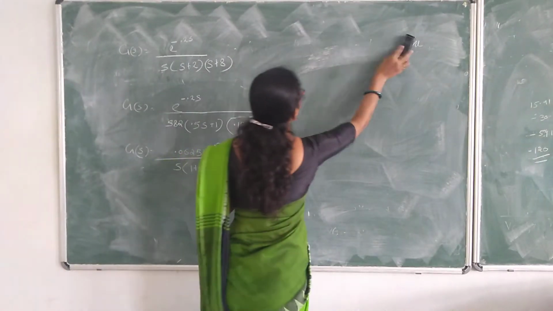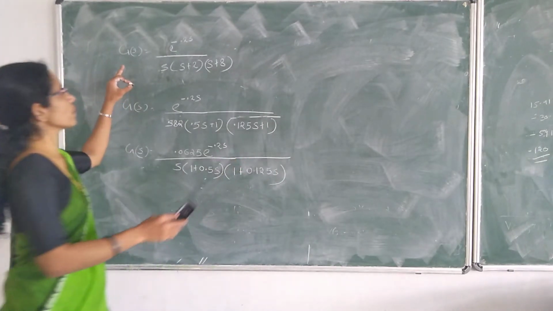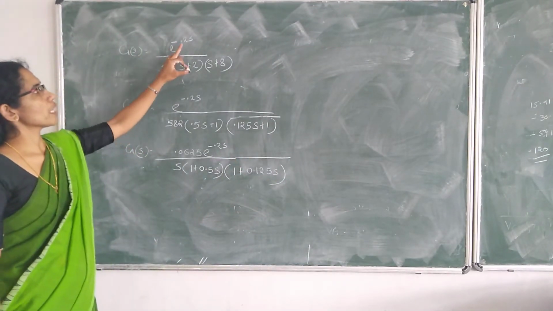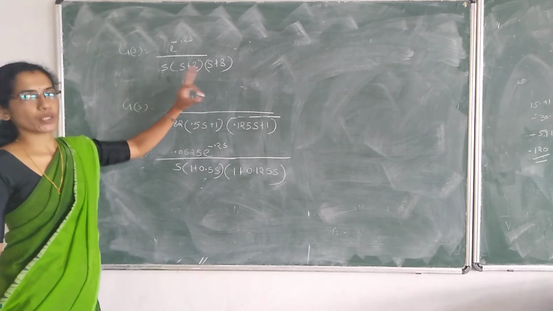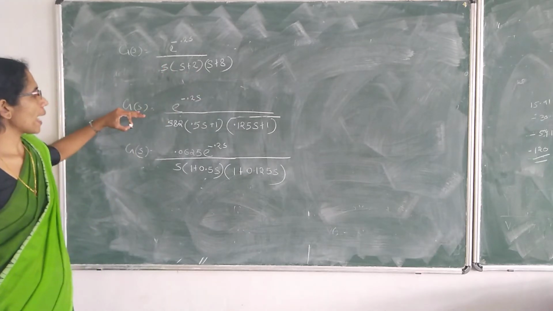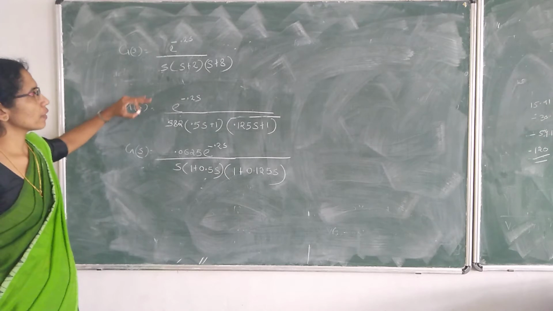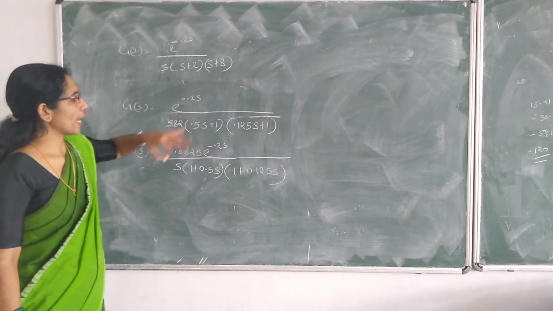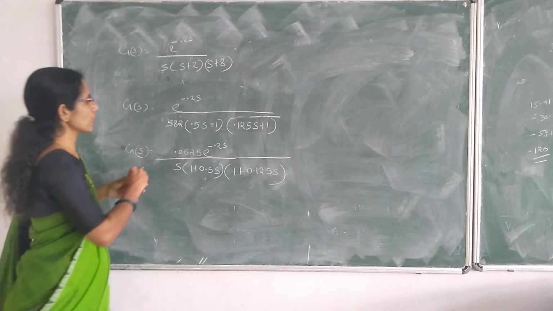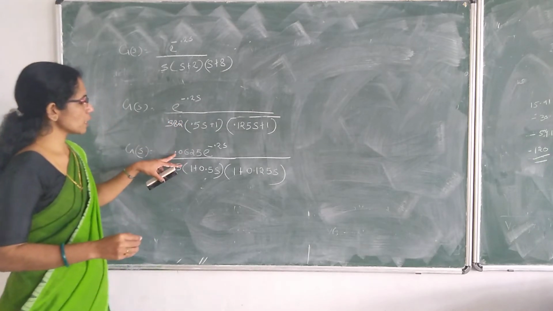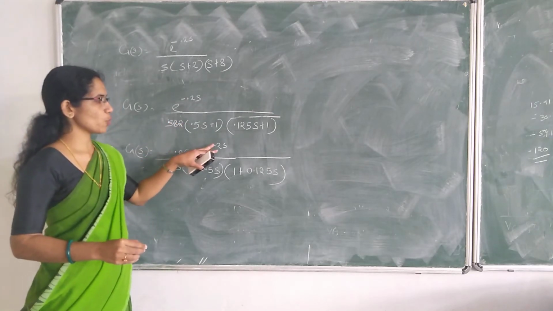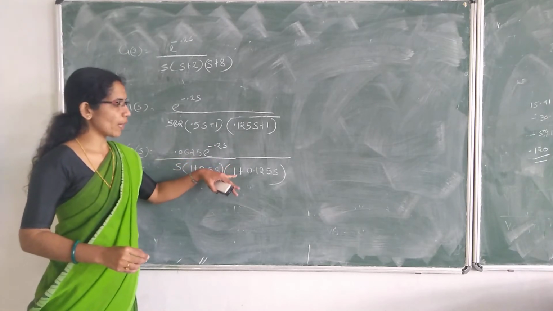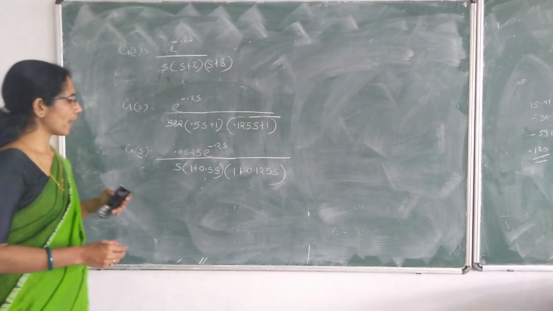The question is g of s equals e raised to minus 0.2 s by s into s plus 2 into s plus 8, and in the general form, taking out 2 and 8, that is 16, and 1 by 16 is 0.0625, into e raised to minus 0.2 s by s into 1 plus 0.5 s into 1 plus 0.125 s.